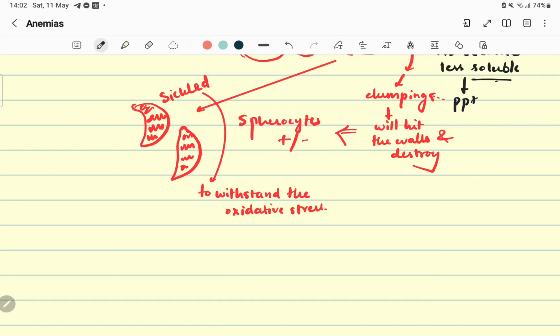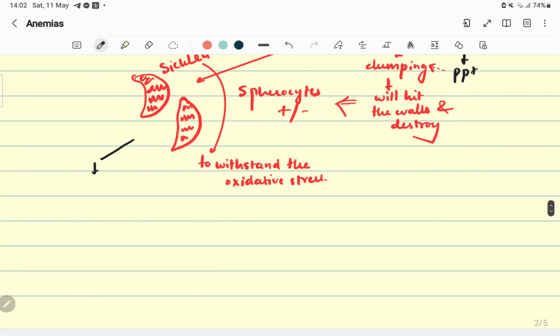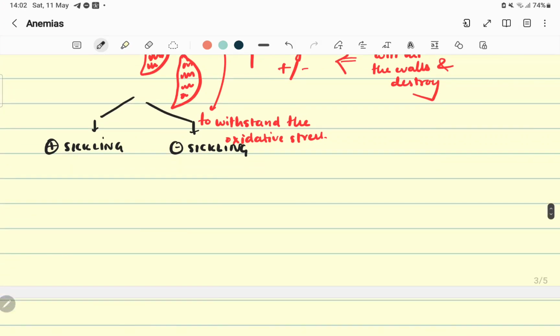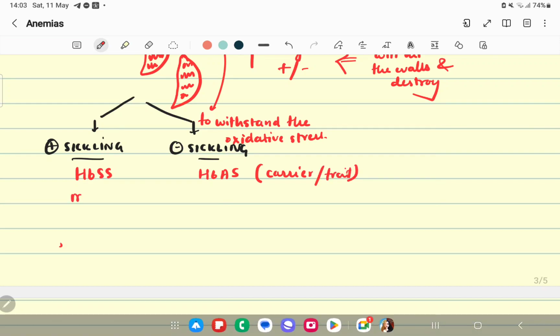Sickled RBCs. We'll see what the complications are, but first, what are the factors which promote sickling and the factors which inhibit sickling? The factors promoting sickling are hemoglobin HbSS, that is sickle cell, not the trait, it is the disease, sickle cell disease. And hemoglobin AS, that is a sickle cell carrier or trait, will inhibit sickling. It can cause less sickling.